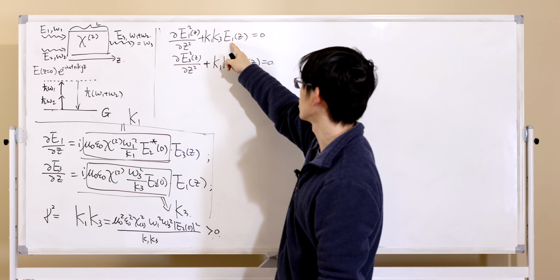So the solution of this, for E1, would be the eigen solution, cosine gamma z. If you plug in cosine here, the first derivative of cosine gamma z becomes minus gamma sine gamma z, and then you take another derivative, another gamma comes out, so it's gamma square, and the sine becomes cosine.